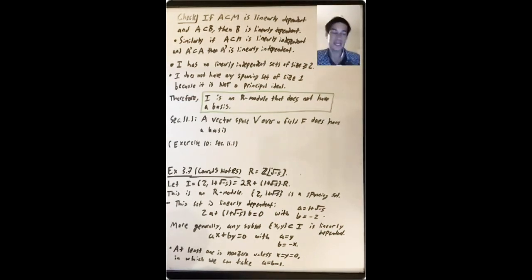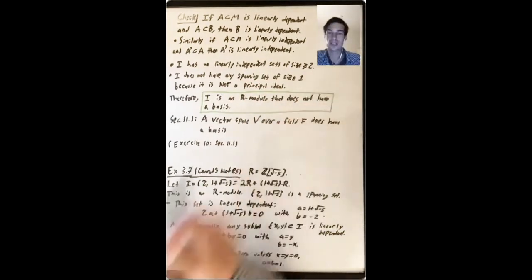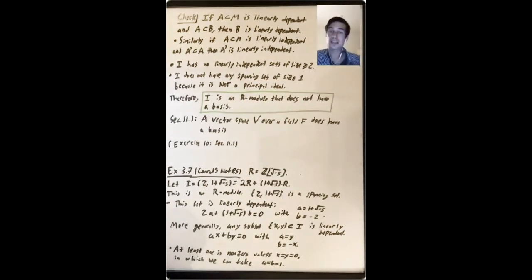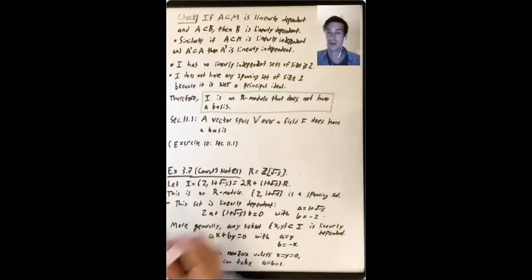All right, so what does this mean? We've seen that I has no linearly independent set of size 2. So it has no linearly independent sets of size greater than 2 either. So it can't possibly have a basis of size 2 or larger, because part of being a basis requires being linearly independent. So I doesn't have a basis of size 1 either. Why not? It doesn't have a spanning set of size 1. Why not? If it did, what would that be?